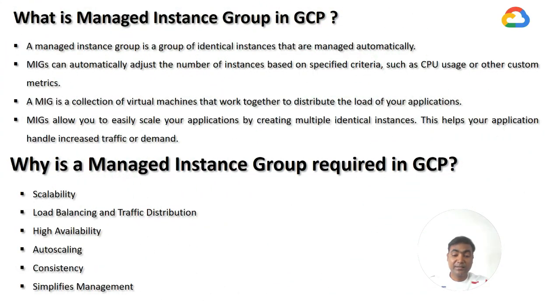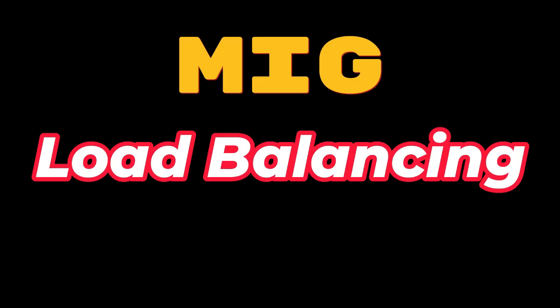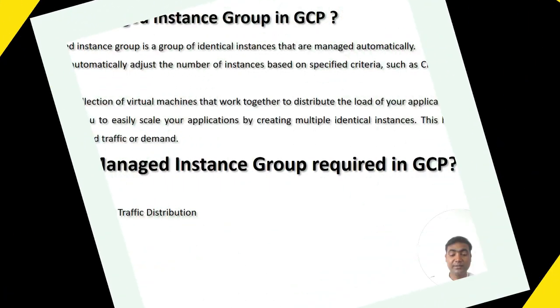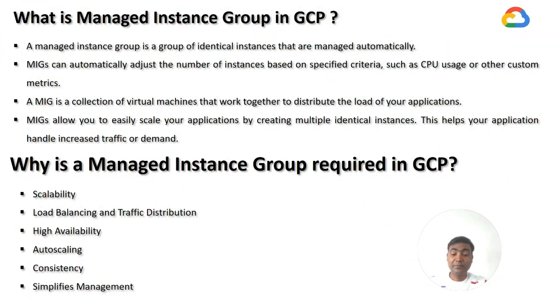Automatic updating, guys: MIG can automatically update the software on the VMs in the group. This helps to ensure that your application is always running on the latest version of the software. Load balancing, guys: MIG can be used with a load balancer to distribute traffic across multiple VMs. This helps to ensure that your application can handle sudden spikes in traffic without overloading individual VMs.